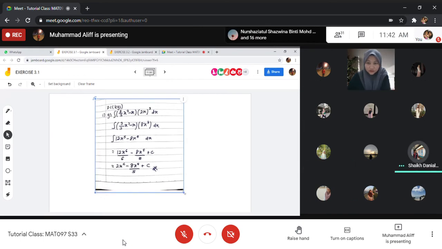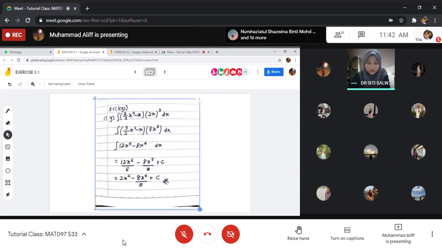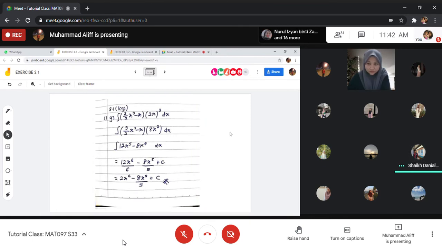Saya doktor. Alright. Okay, so first kat sini dia bagi 3/2 x squared minus x. So 2x dalam bracket kuasa 3. So first kita kena 2x tu kuasa 3. So aku dapat 8x kuasa 3. Lepas tu kita kena darab dengan 3/2 x squared minus x. Kita akan dapat 12x to the power of 5 minus x to the power of 4.